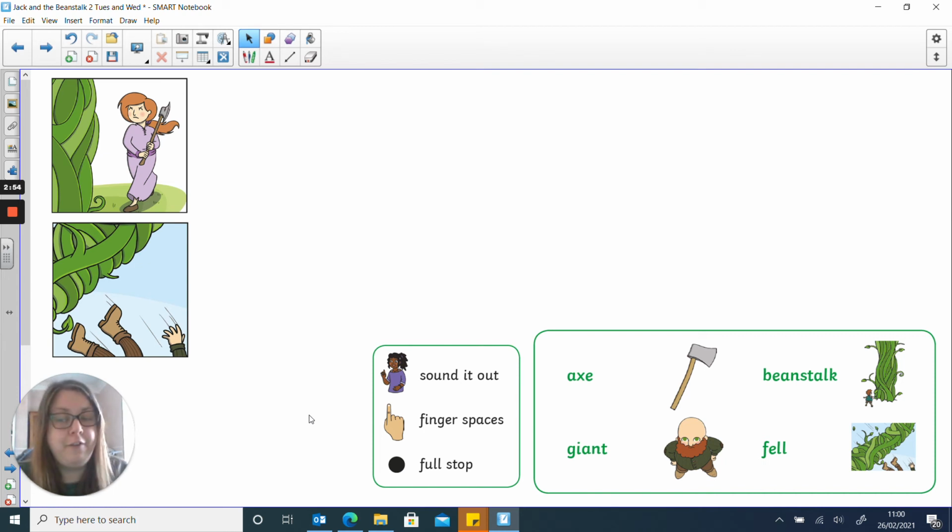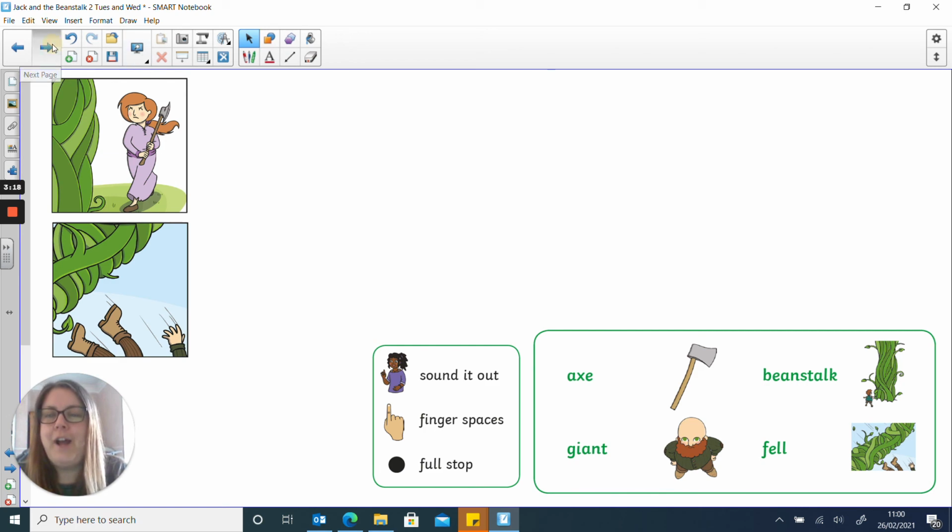But remember, if you're not sure of any of the spellings, you've Fred talked them, you sound them out yourself like we do in school. So remember, capital letter at the beginning of your sentence, finger spaces in between words, full stop at the end, sound out your words, and remember, beautiful handwriting. Off you go, write your sentences for these two pictures.